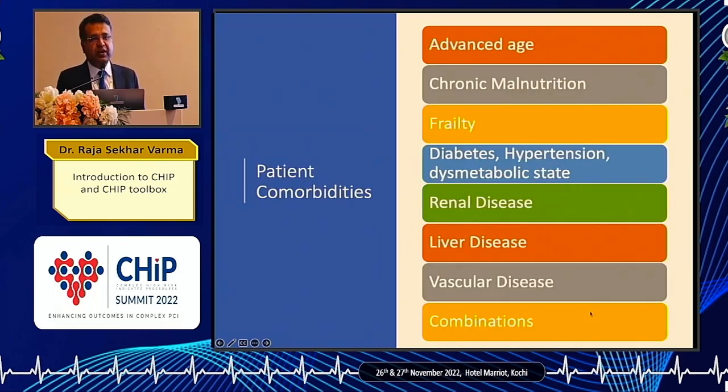Other patient comorbidities that may interfere with successful CHIP procedures include advanced age, chronic malnutrition, frailty. Now, frailty has become a very important key factor, so we need to look at frailty very, very closely. Diabetes, hypertension, dysmetabolic state, especially if uncontrolled. Renal disease, always a problem for the interventionist. Liver disease because of the associated bleeding problems. Vascular disease, other vascular disease, limiting access, producing vascular complications, and again, combinations of all of them.